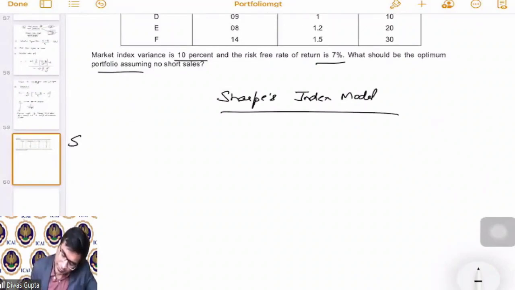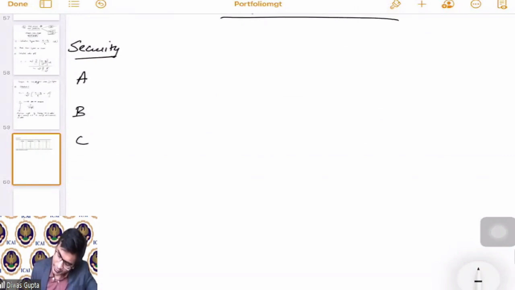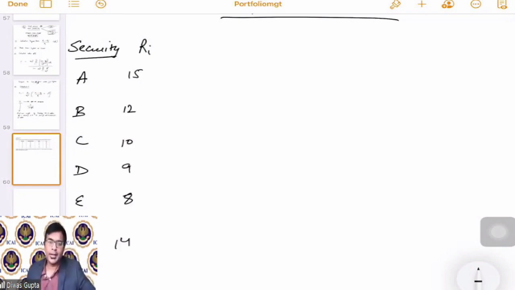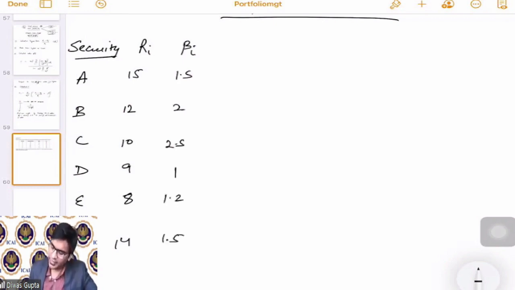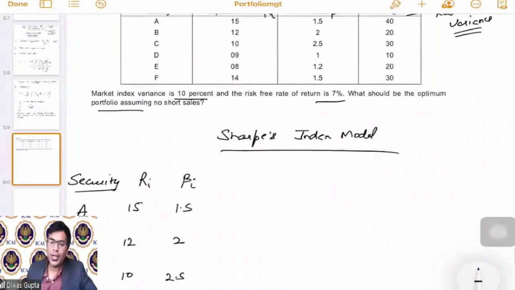So let us plot the data that is given: security A, B, C, D, E, and F. The returns given are 15, 12, 10, 9, 8, and 14. And the beta is also given for the respective securities: 1.5, 2, 2.5, 1, 1.2, and 1.5. Correct?